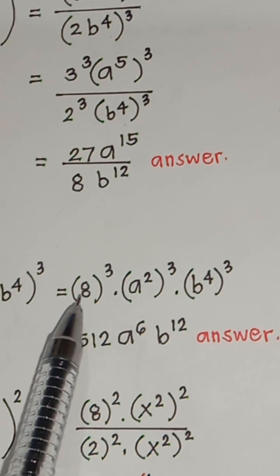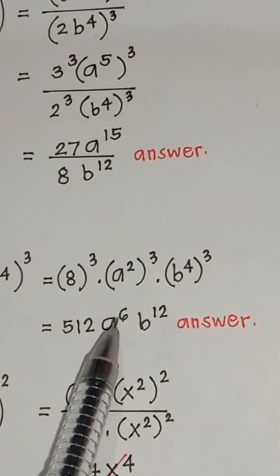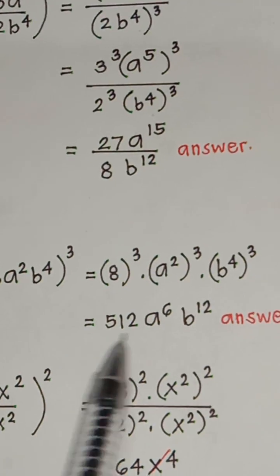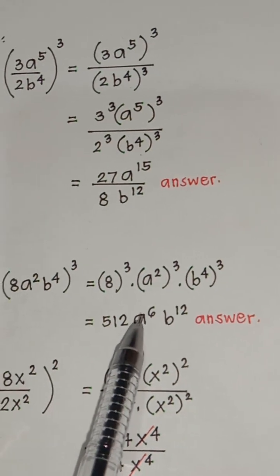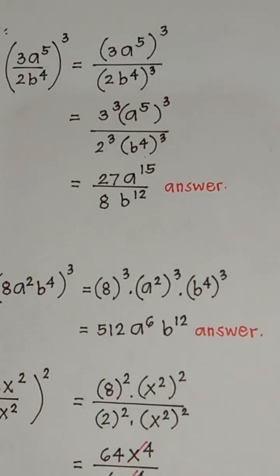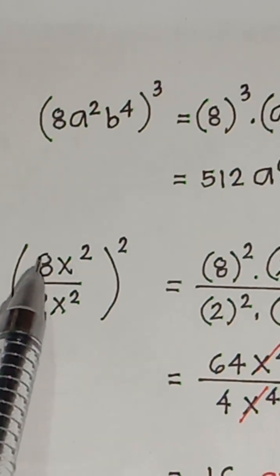Why? Because 8 times 8 times 8 is 512, and 2 times 3 is 6, while 4 times 3 is 12. So this is our answer, 512 a raised to the power of 6 b raised to the power of 12.